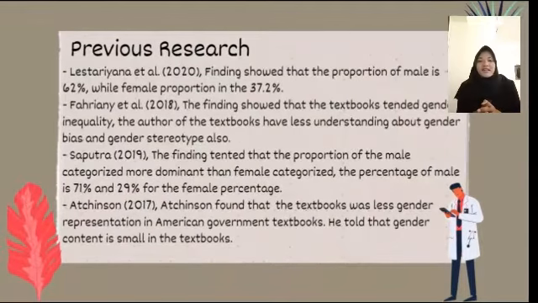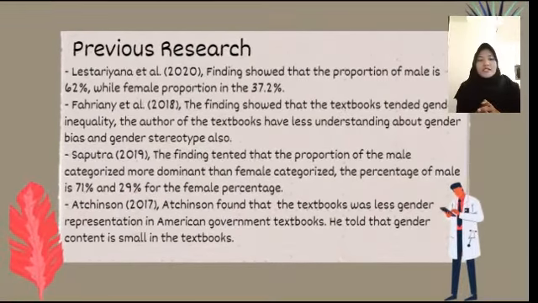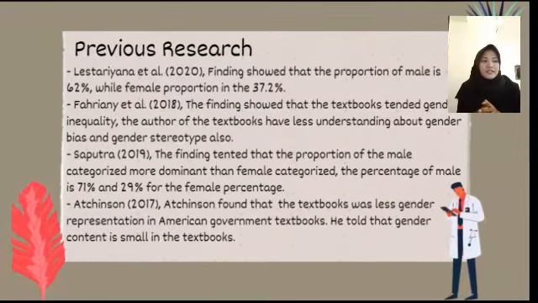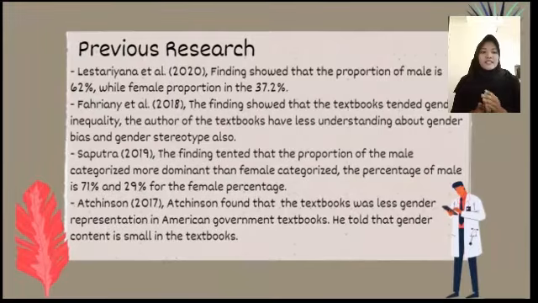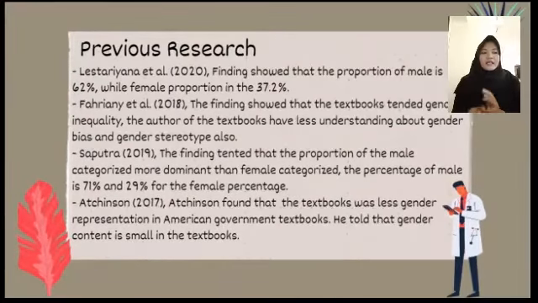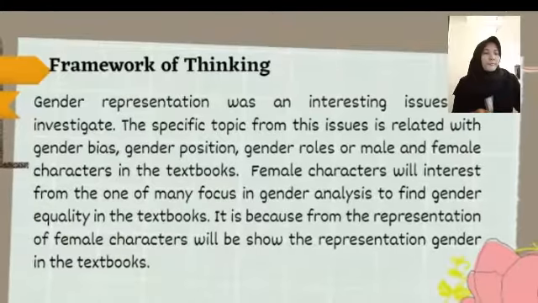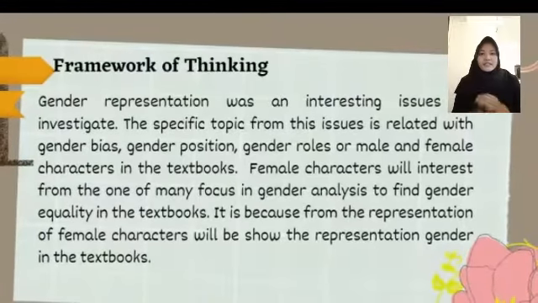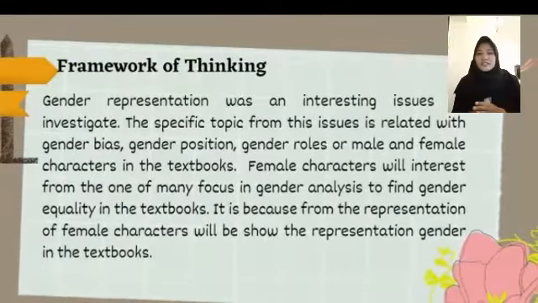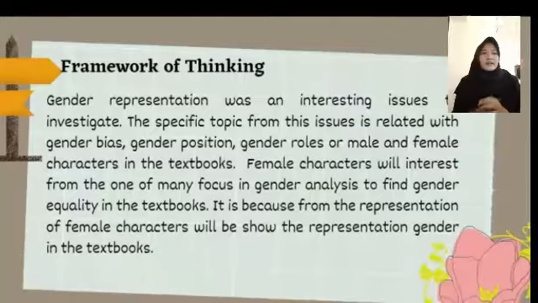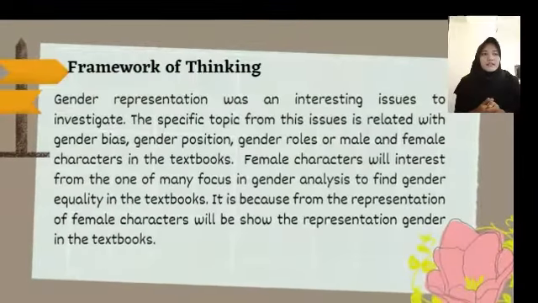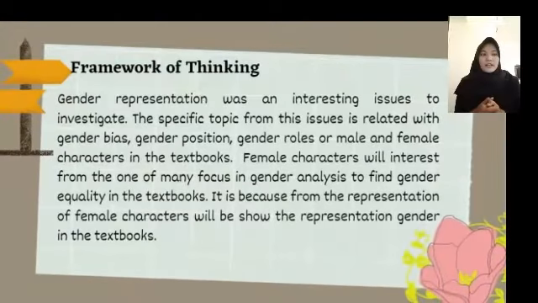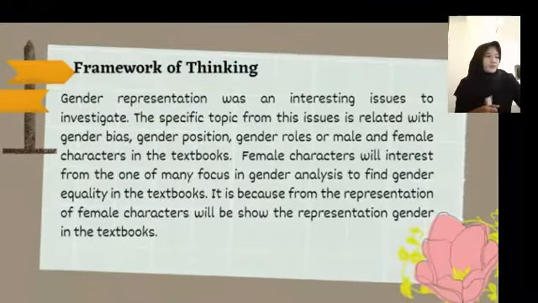And from Atchison, 2017, Atchison found that the textbook had less gender representation in an American government textbook. Framework of thinking: gender representation is an interesting issue to investigate. The specific topic from these issues is related to gender bias, gender position, gender roles, or male and female characters in the textbook.